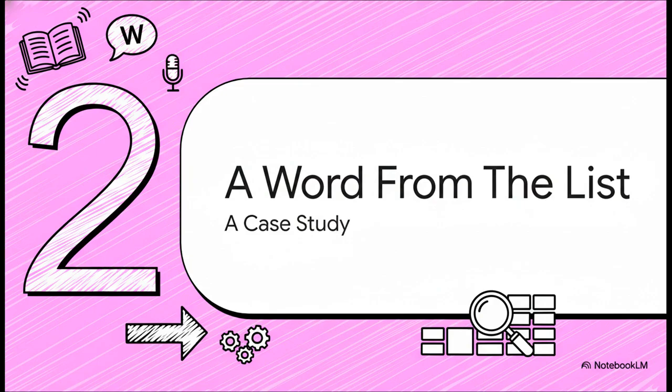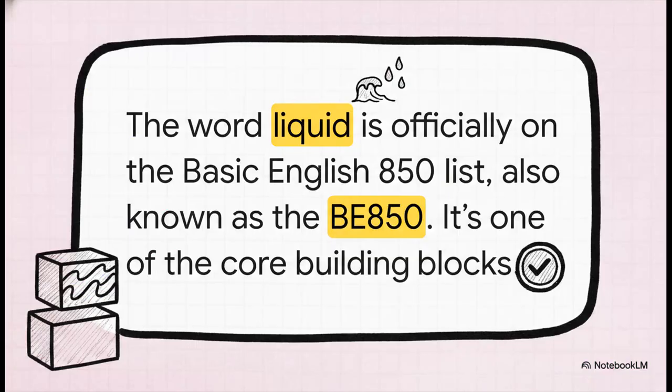Okay, that all sounds great in theory, right? But to really see how this works, let's get out of the abstract and look at a real concrete example. We're going to pull a word right from the Simple English Wiktionary, which, by the way, is just a fantastic resource for this kind of stuff. And the word we're going to put under the microscope is liquid. Pretty common word, right? Well, it is officially on that Basic English 850 list. They call it the BE 850, which means it's one of the core foundational words of the whole system.